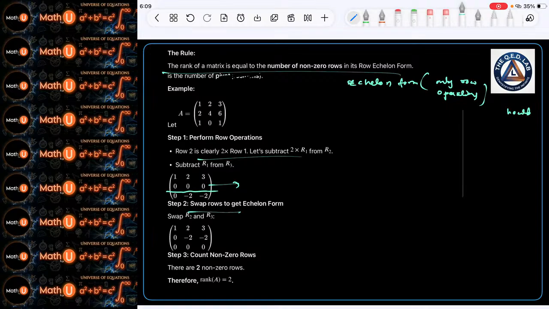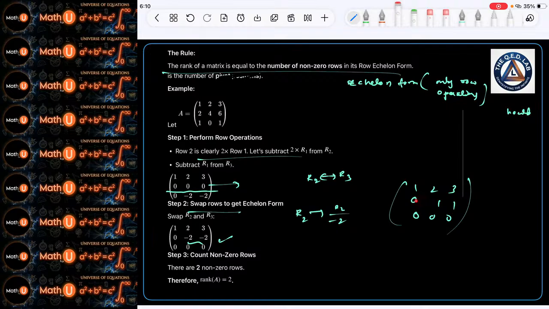Then you can swap the rows, sorry, row 2 and row 3. You can interchange like that. You get the matrix again, and divide R2 by -2, like this. We get 1 2 3, 0 1 1, 0 0 0. This position is already 0, and this position is already 0.